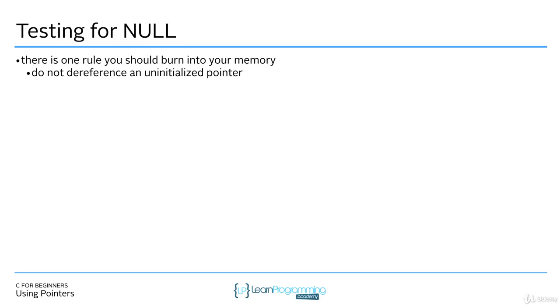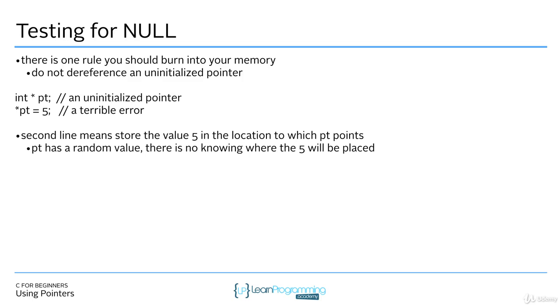Testing for null. There's one rule that you have to burn into your memory. This is very, very important. We talked about dereferencing, but what happens if you dereference an uninitialized pointer, a pointer that's pointing to nothing, or a pointer that doesn't have memory allocated for it? So what if we do something like this? We declare a pointer, but we've never actually initialized it, and then we try to assign to it. We dereference it and assign to it. That's a big mistake. So the second line basically means that you want to store the value 5 in the location to which PT points, but PT doesn't point to anything because it hasn't been initialized.